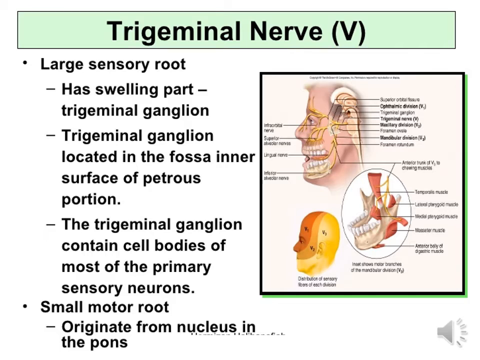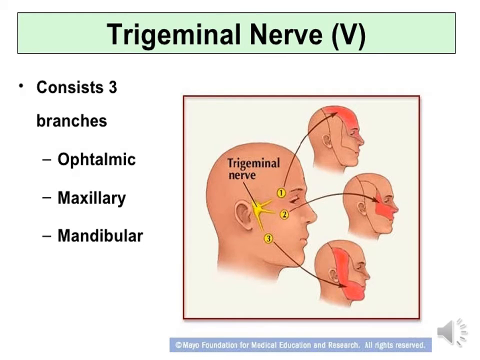The large sensory root has a swelling called the trigeminal ganglion. The trigeminal ganglion is located in a fossa on the inner surface of the petrous portion, on the anterior surface within the middle cranial fossa. The trigeminal ganglion contains the cell bodies of most of the primary sensory neurons. The small motor root originates from a nucleus in the pons. The trigeminal nerve has three branches: the ophthalmic, maxillary, and mandibular divisions.